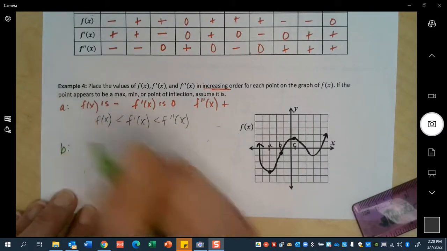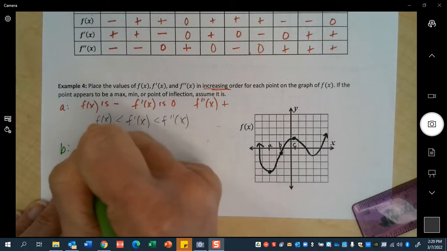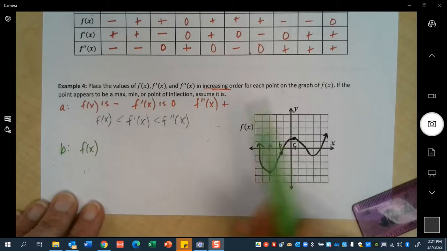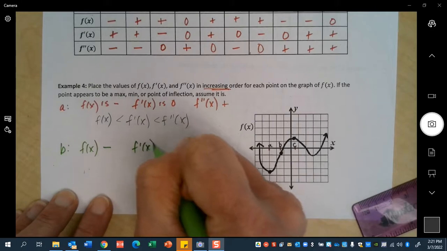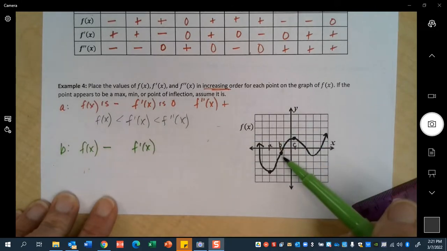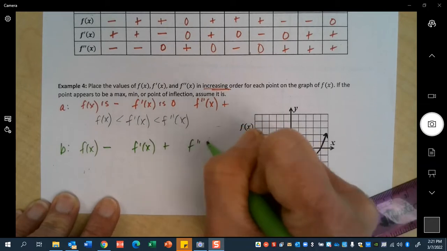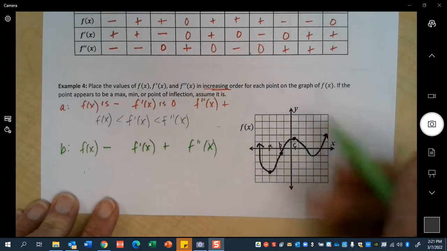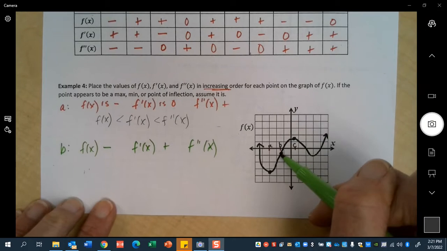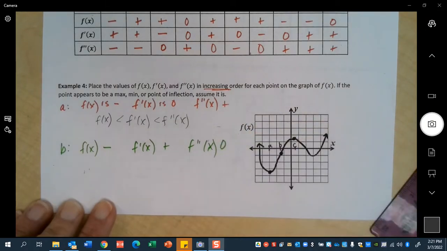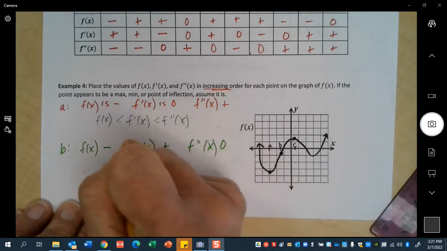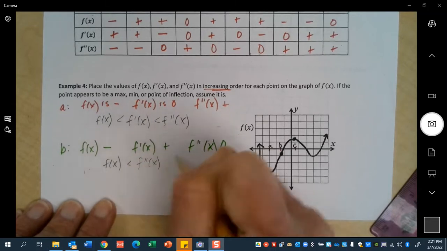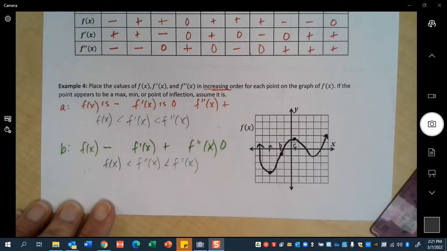Let's discuss B. Is my original function positive or negative? Negative. How about my derivative function, positive or negative? How about my second derivative value? So when we put them in order, my f of x value is going to be the smallest, then my double prime value, then my derivative.